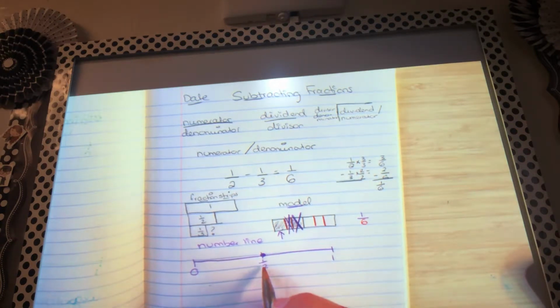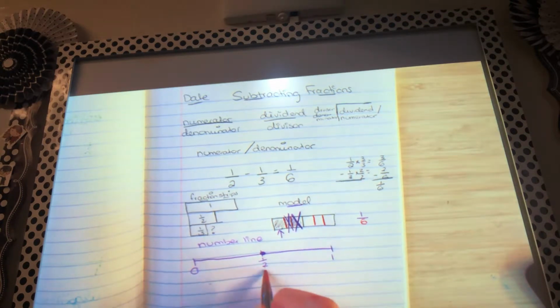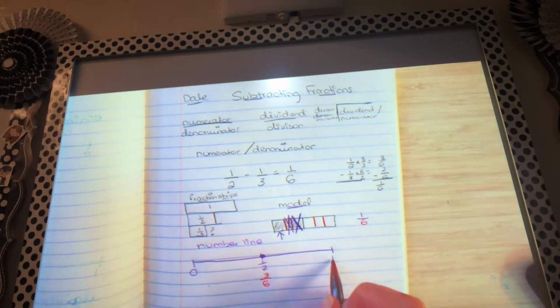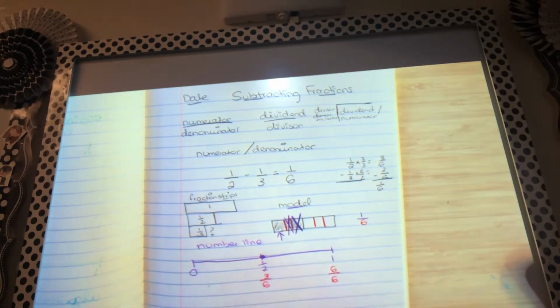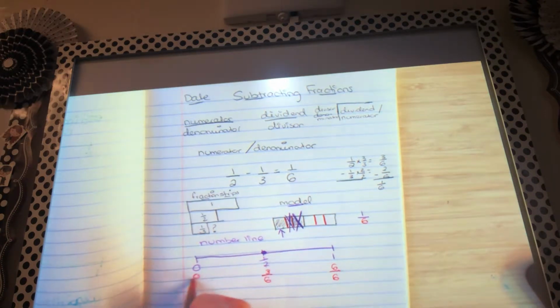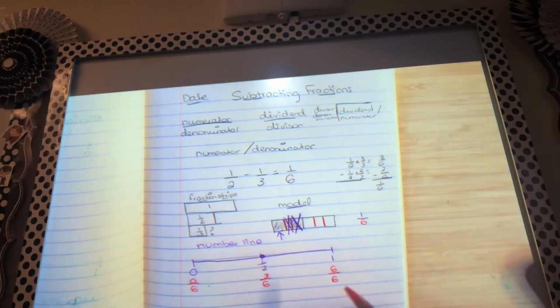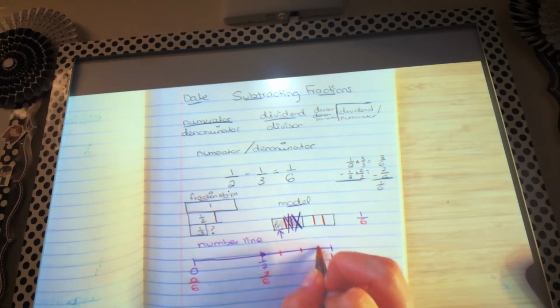Since I started with 1/2, I plotted my point, and I know that 1/2 is equivalent to 3/6, and I know 1 whole is equivalent to 6/6. I know 0 is equivalent to 0/6. So what I'm going to do is just count up and mark my points between my number lines. So here's 3, so the next number would be 4, then 5, then 6.